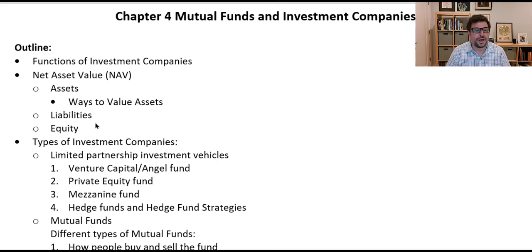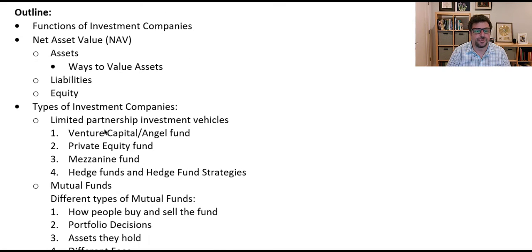Okay, so here's the outline for the chapter. We'll talk about the functions of an investment company. We'll talk about this calculation of net asset value. We'll talk about the assets that are in investment companies, the liabilities, and then the equity, how they're owned. And different types of investment companies have different ways in which they're owned, and the profits are paid to the investors. We'll talk about the different types of investment companies.